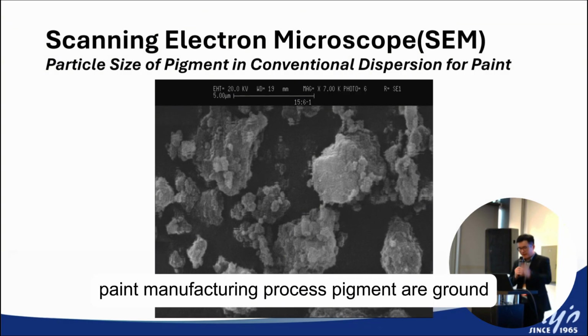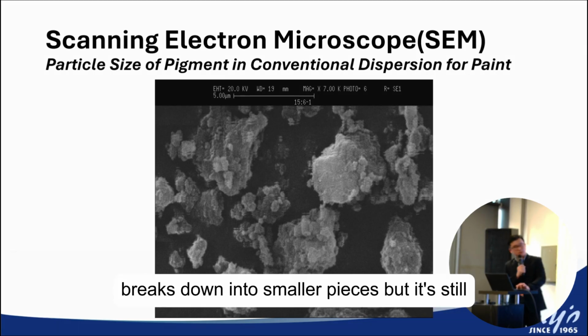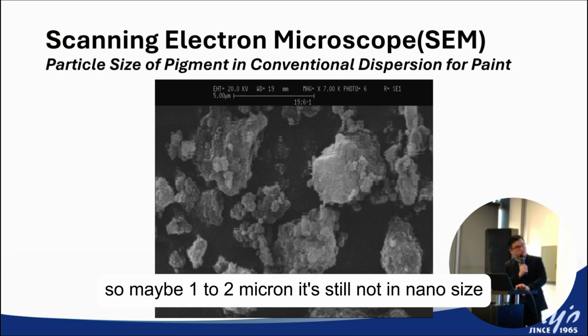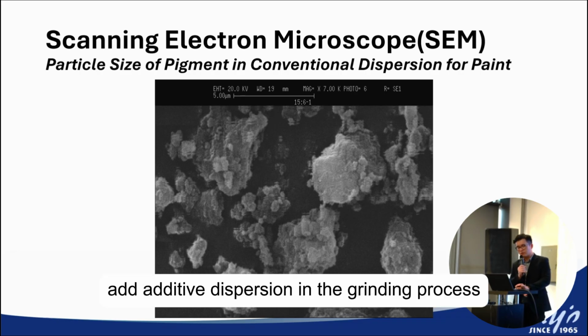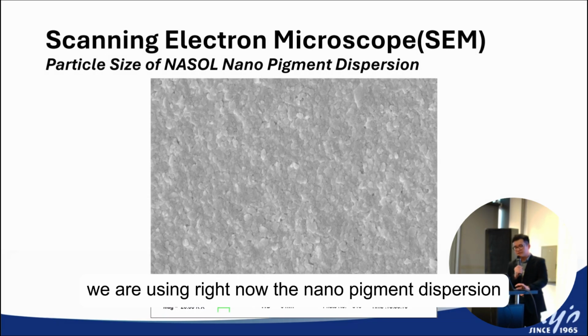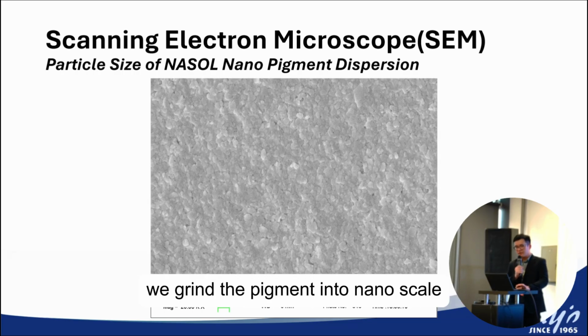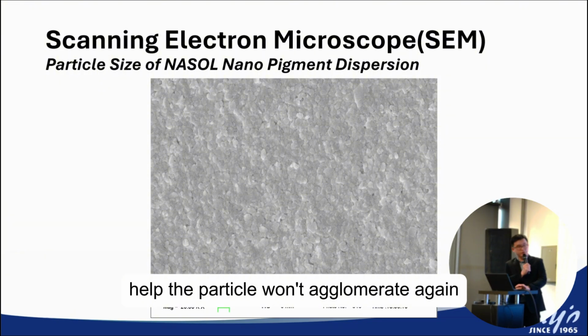In the conventional paint manufacturing process, pigments are ground into micron level. Here you can see the particles break down into smaller pieces, but they are still very large, maybe 1 to 2 micron. It's still not nano size. At this level, manufacturers would add dispersion additive in the grinding process to ensure these particles will not agglomerate again. For the product we are using right now, the nano pigment dispersion, we grind the pigment into nanoscale, and they have dispersion additive that helps the particles not agglomerate again.